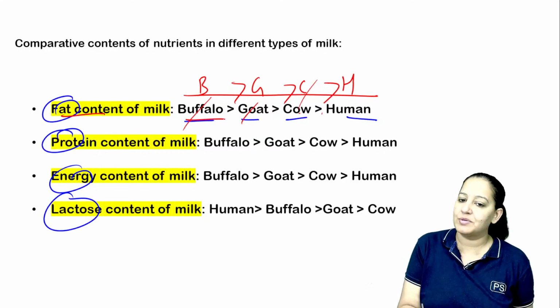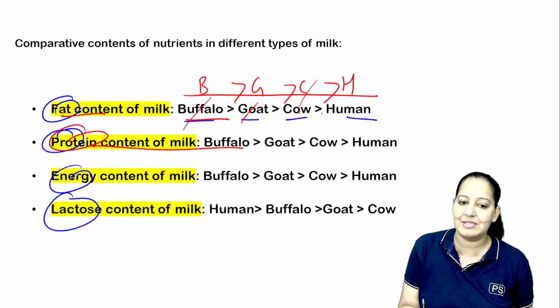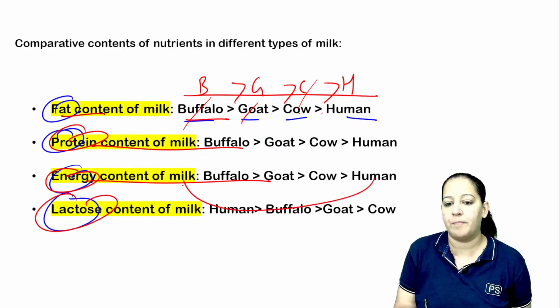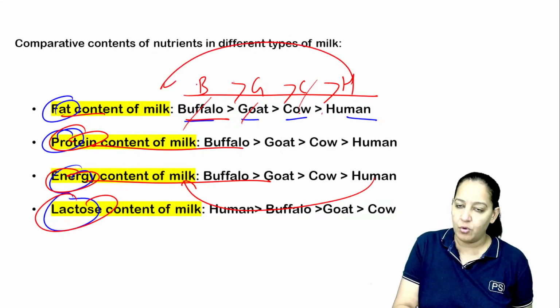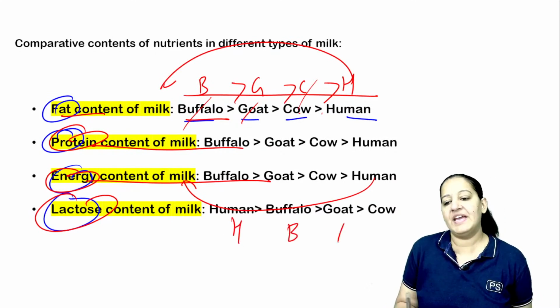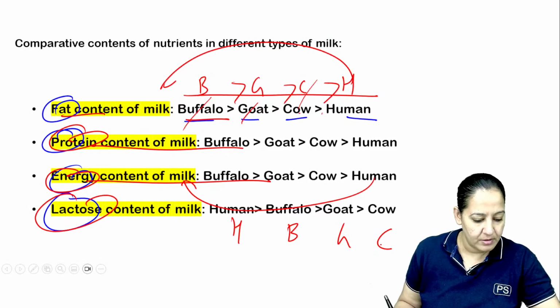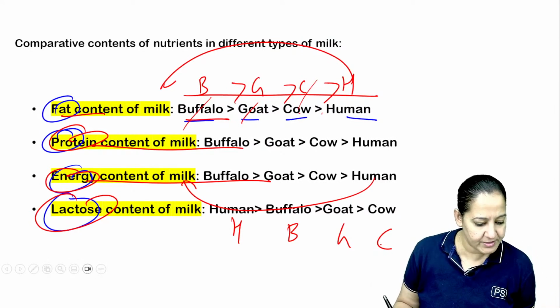So fat wise this is the sequence, protein wise also this is the sequence, energy wise also this is the sequence. But in lactose, the human comes to the top. So human will come here, and the sequence will be HBGC. Okay, so please learn that. You got my point? Okay, can we go ahead?